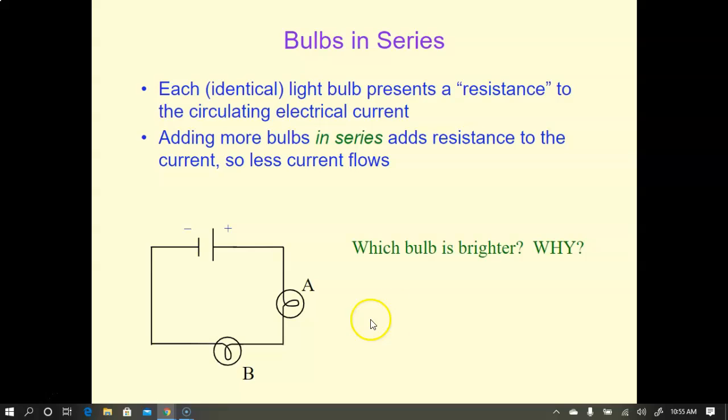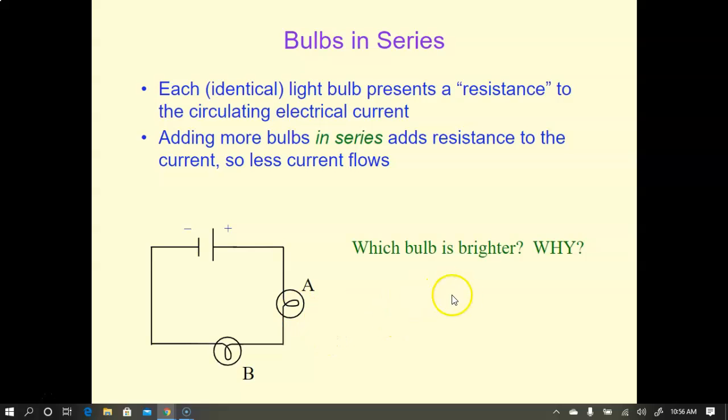So here's a really simple circuit we have. We have our battery power source here, and we have a couple of bulbs that are hooked up, and you can see there's just one loop for it to go through. So this is a series circuit, the simpler type of circuit that we have. And if we add more bulbs in series, it adds resistance to the current, so there's less current that flows through. Each of these bulbs is providing resistance because each of them has a filament that it has to go through, and the electrons have to bang their way through.